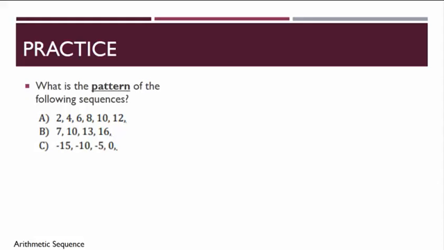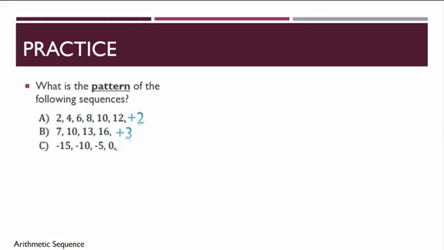So let's take, for example, A: 2, 4, 6, 8, 10, 12. If you notice, I'm increasing. And this is kind of simple because you're counting by 2, so I'm increasing by 2. Okay, simple. Moving on. Letter B: 7, 10, 13, and 16. Okay, I know I'm increasing, but let's figure out by how many. To get to 10 from 7, I have to add 3. To get to 13 from 10, I add 3. 16 from 13, I add 3, meaning my common difference is plus 3.